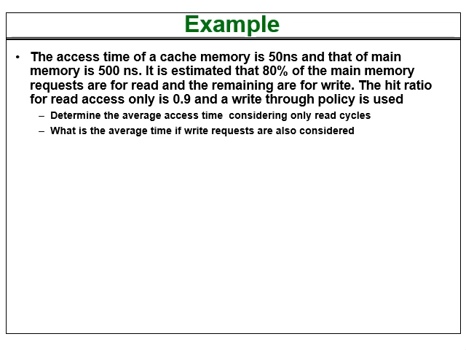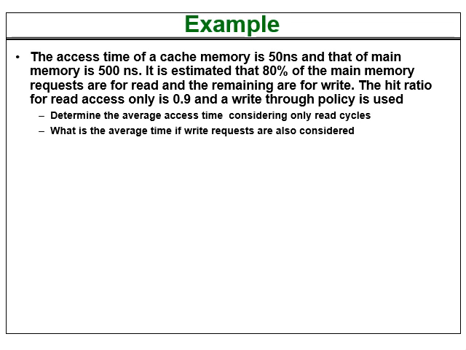So a similar question: access time of a cache memory is 50 nanoseconds and that of main memory is 500 nanoseconds. It is estimated that 80% of the main memory requests are for read and the remaining are for write. Now here is a little twist.